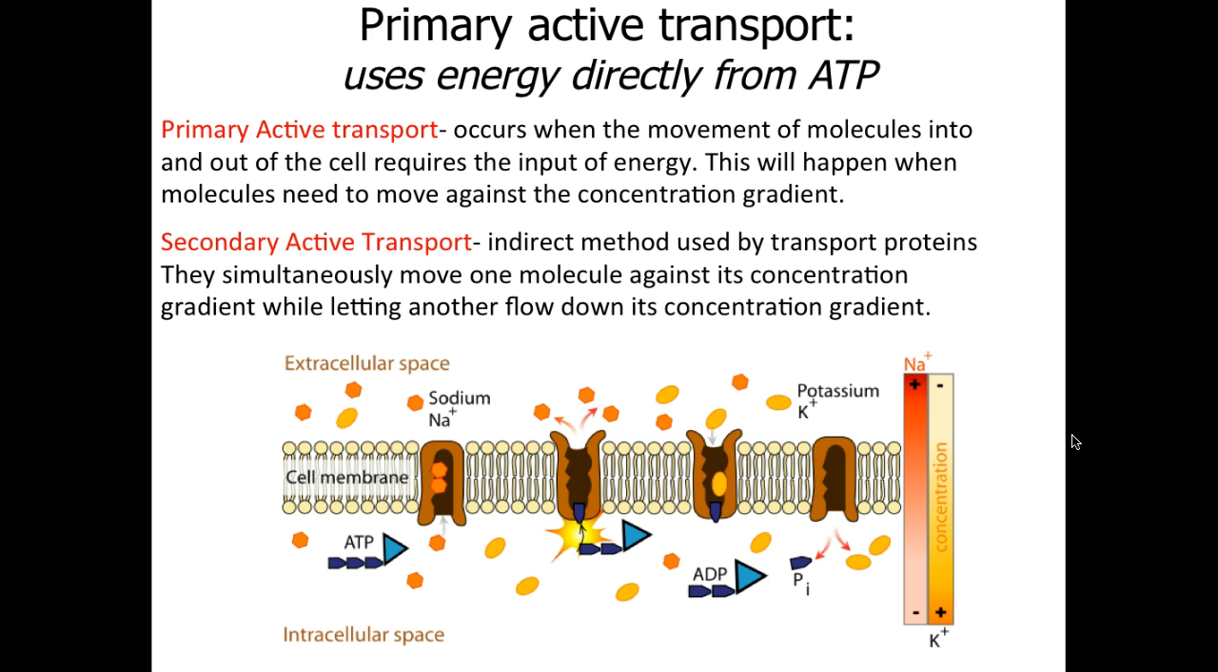And with secondary active transport, the body is going to simultaneously move one molecule against its concentration gradient while letting another flow down its gradient. And in this case, sodium is going to move down its concentration gradient, whereas potassium, which is needed in high concentrations inside of the cell, is going to be pushed against its gradient. So we take some energy to force the potassium to where there already is a greater concentration, but some of that is going to be assuaged by allowing the sodium to move just down its normal concentration gradient.